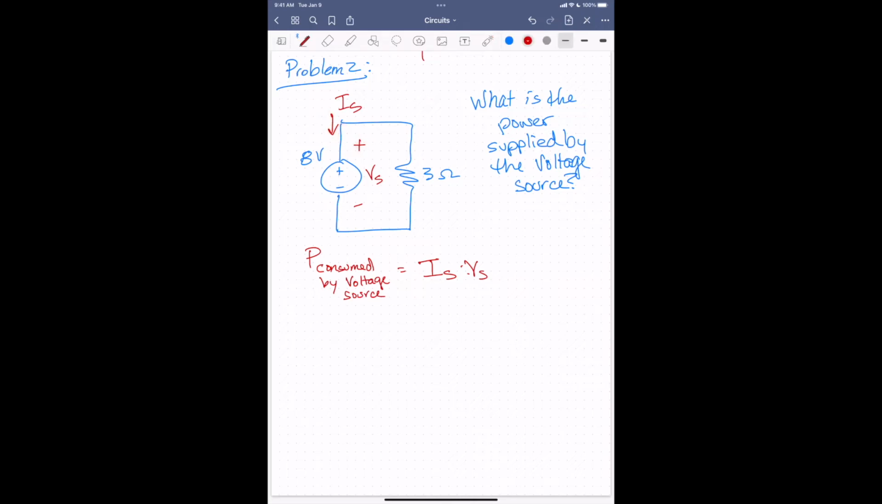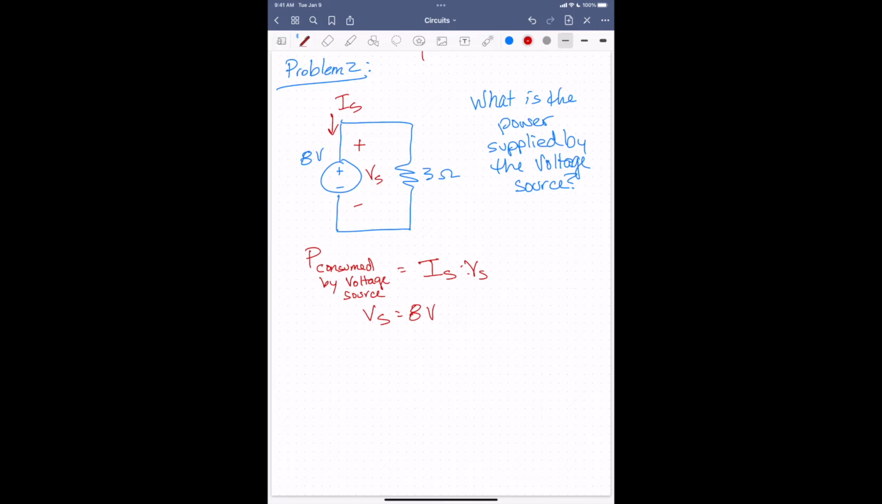I'm sorry, if you always compute the power consumed, whether it's a voltage source or current source, which we haven't talked about, or a resistance, then you can answer the question that's asked: what's supplied, what's consumed. It will be easier for you. So the power consumed by the voltage source is equal to IS times VS. We know that the voltage source, of course, VS is equal to 8 volts.